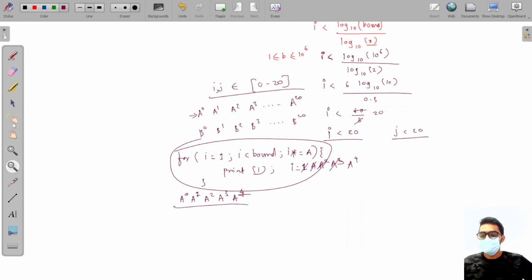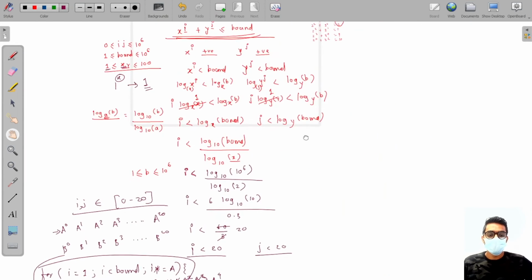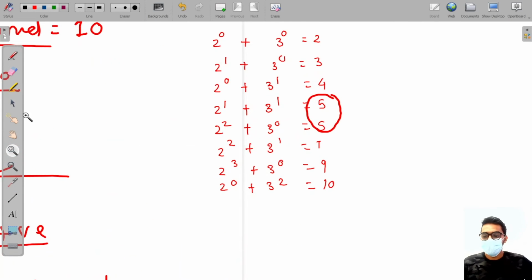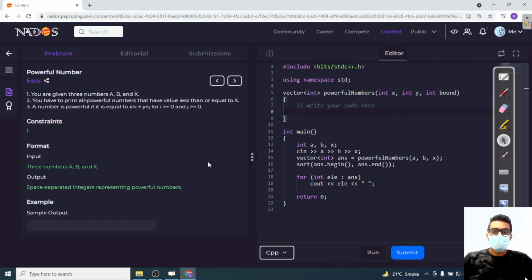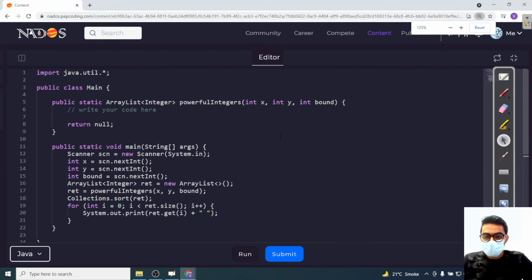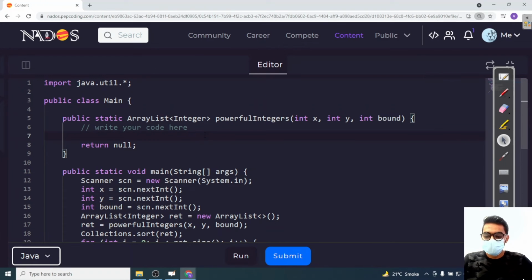For solving this question, we are going to use a set, to avoid repetition of the same value in our answer. Now this is my approach. So from this we are going to code this question. Let's start with the code. We are going to code in Java. Let's go full screen first and start.